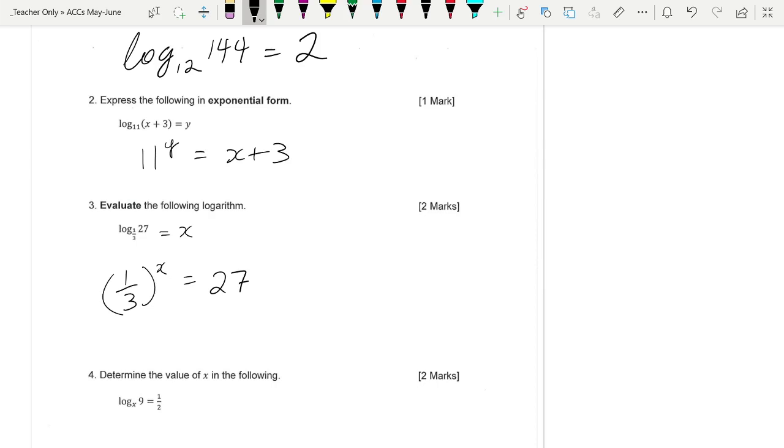All right, so now here's the way I would do this. I would change that 1/3 to 3 to the negative 1. And I would change the 27 to 3 to the 3. And then I'd make a new equation where I know that I have negative 1 times x, which is negative x, is equal to 3, so x is equal to negative 3. That's not the only way to approach a problem like that, but that's the way I would do it. Okay, any questions on how I did that?